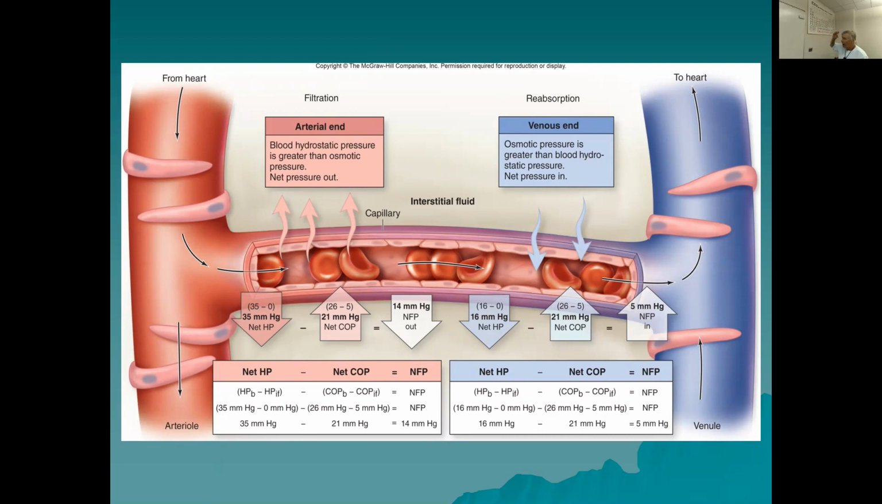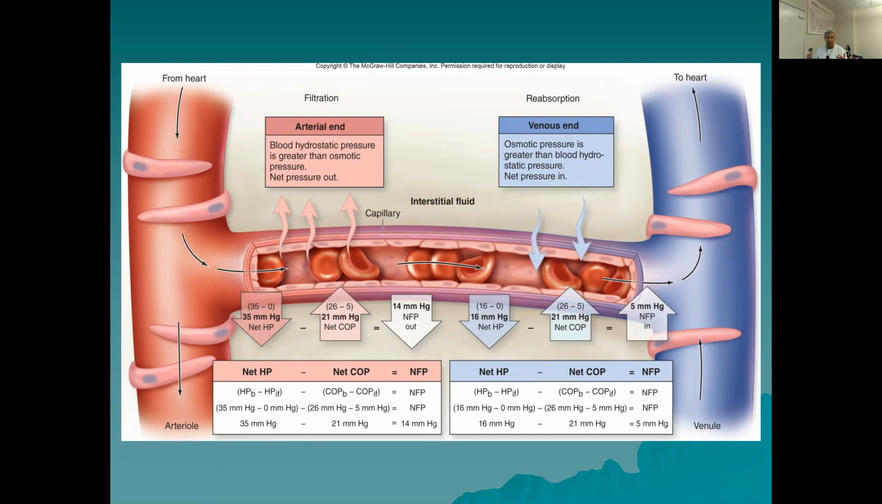So here's the thing: over the course of most capillaries in the body, there's more fluid forced out of capillaries than comes back in. As a matter of fact, only about 85% of the fluid that's forced out of capillaries on the arterial side comes back into capillaries on the venous side. So 15% is left in the interstitial fluid.